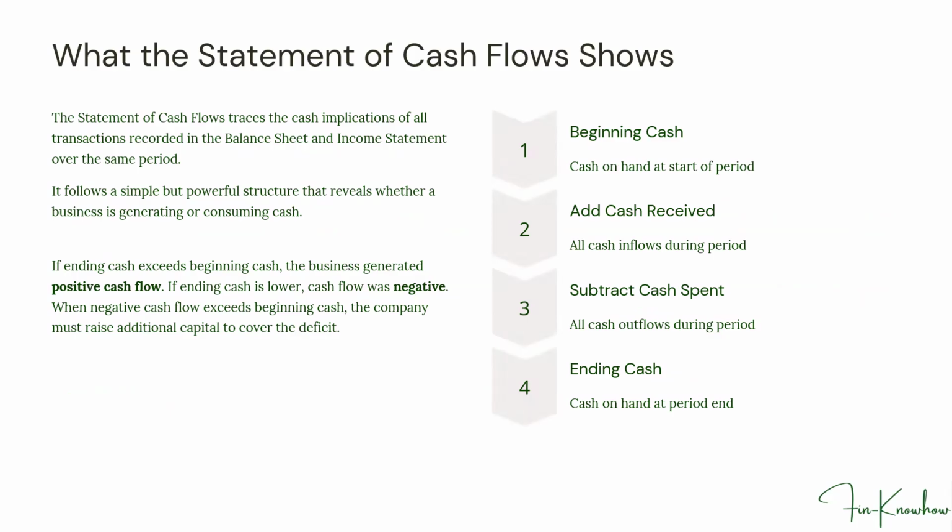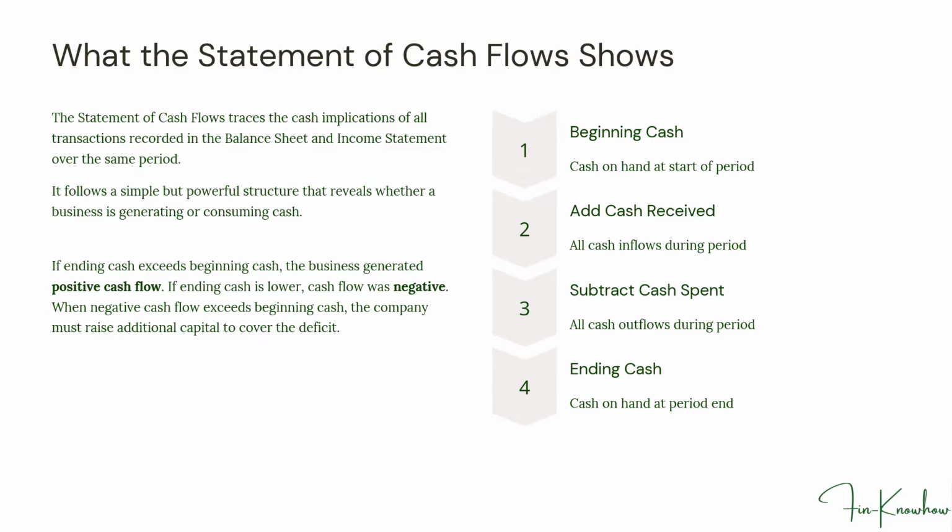let's take a high-level view of the format of the cash flow statement. What a cash flow statement does is trace the cash impact of all transactions recorded in the income statement and balance sheet. Every transaction on the income statement and balance sheet has a cash implication. The statement of cash flows makes sure that all of the cash implications are picked up. So the structure is relatively straightforward and simple.